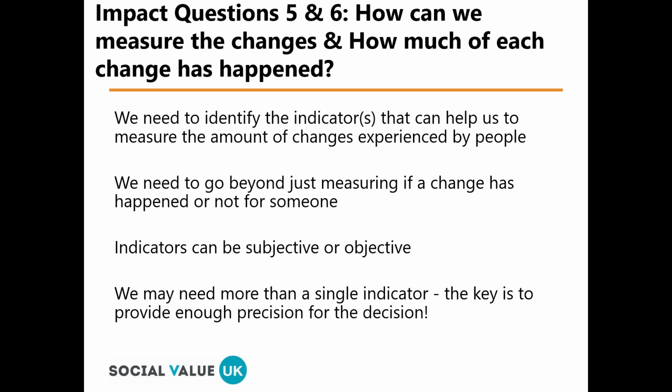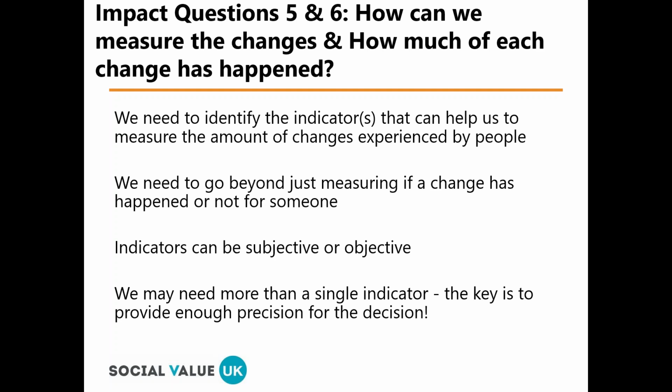What we're asking is how to measure the changes. What indicators do we need? And based upon that, we should get the information about how much of each change has happened. So for each outcome, we need at least one indicator, one way of measuring the amount of change that has happened. This is going beyond just measuring if a change has occurred or not, just saying did it happen, yes or no, but also trying to understand the extent of change, the amount of change, or the delta of change, if you like.